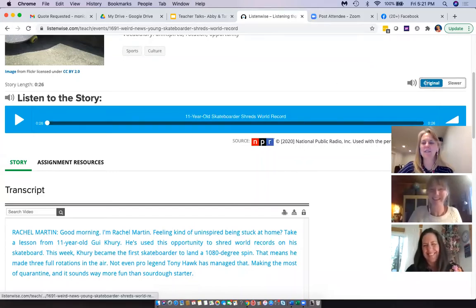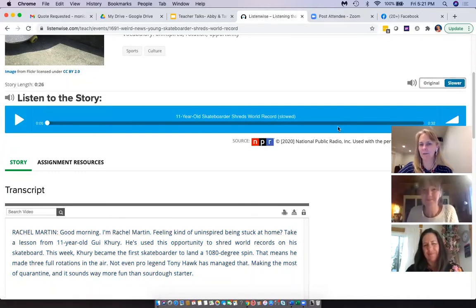And you say you use the slower version. So over here to the right is just a toggle switch. This slows it down by about 20%. I'll just play a tiny bit. It is still synchronized with the transcript.